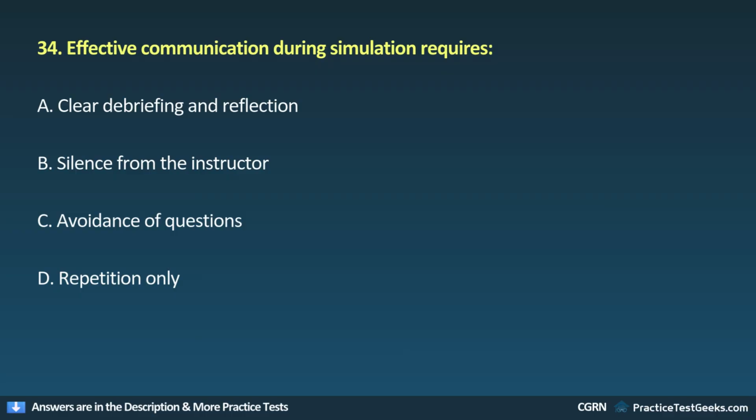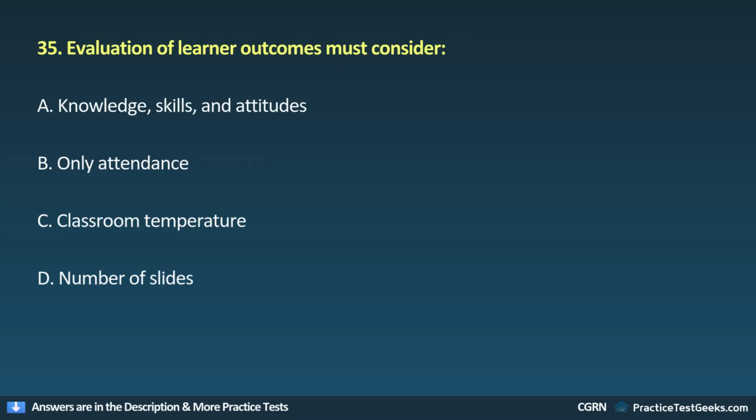34. Effective communication during simulation requires A. Clear debriefing and reflection. B. Silence from the instructor. C. Avoidance of questions. D. Repetition only.